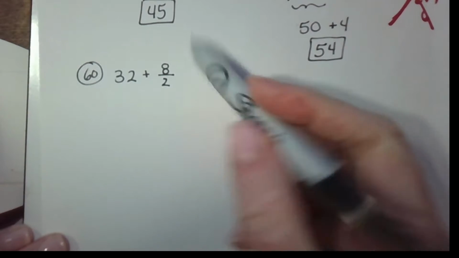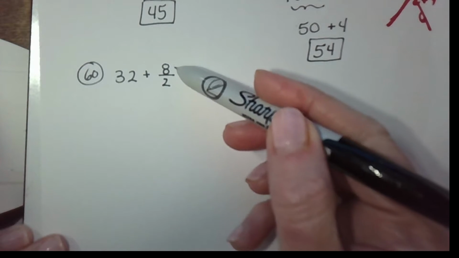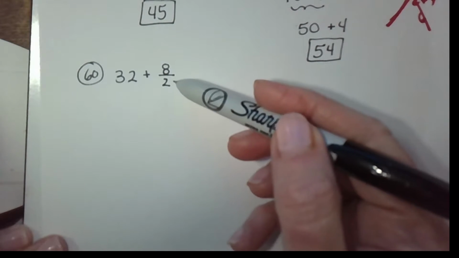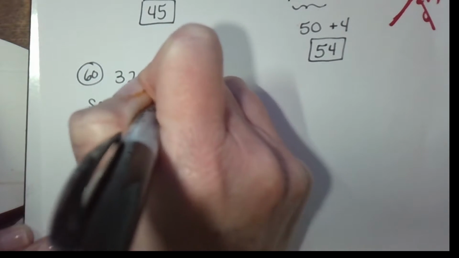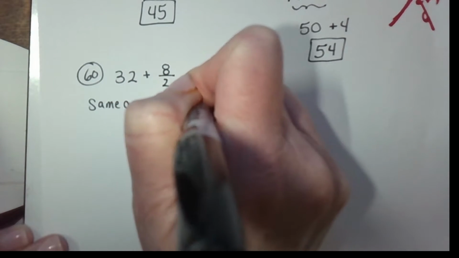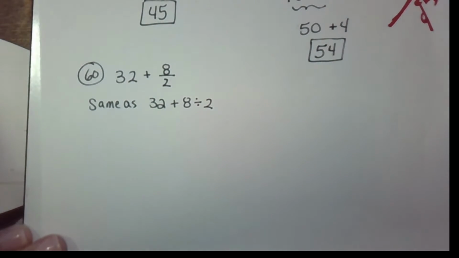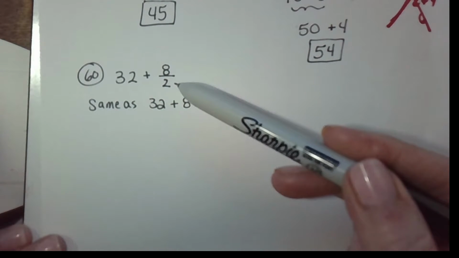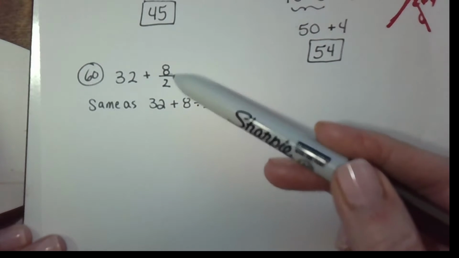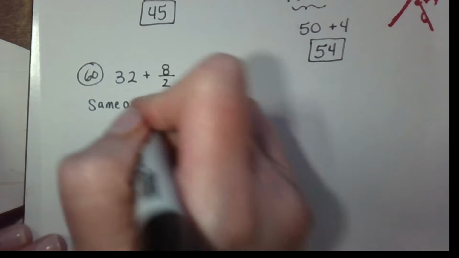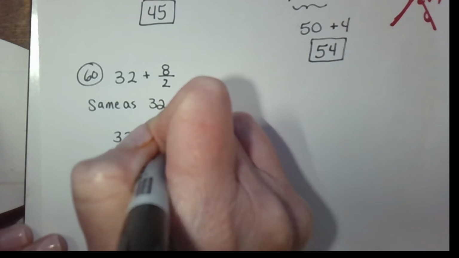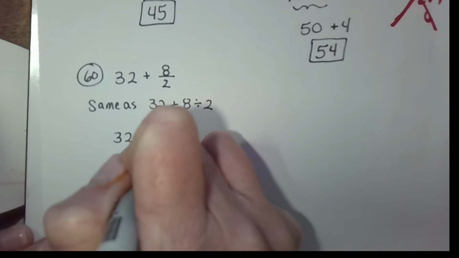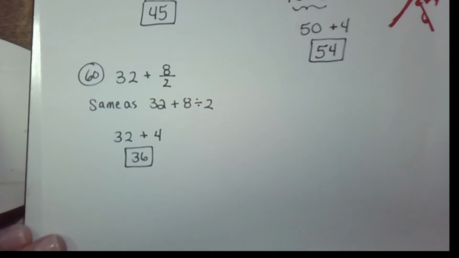Okay, this one, the only reason to look at this one is just because it's sort of this fractional notation, just to recall that that really is division. So this is the same as 32 plus 8 divided by 2. In case you're not familiar with that, it's the same thing. So don't worry about this notation with the fraction. We're still going to do that first. It's division. So 32 plus 8 divided by 2 is 4. 32 plus 4 is 36.